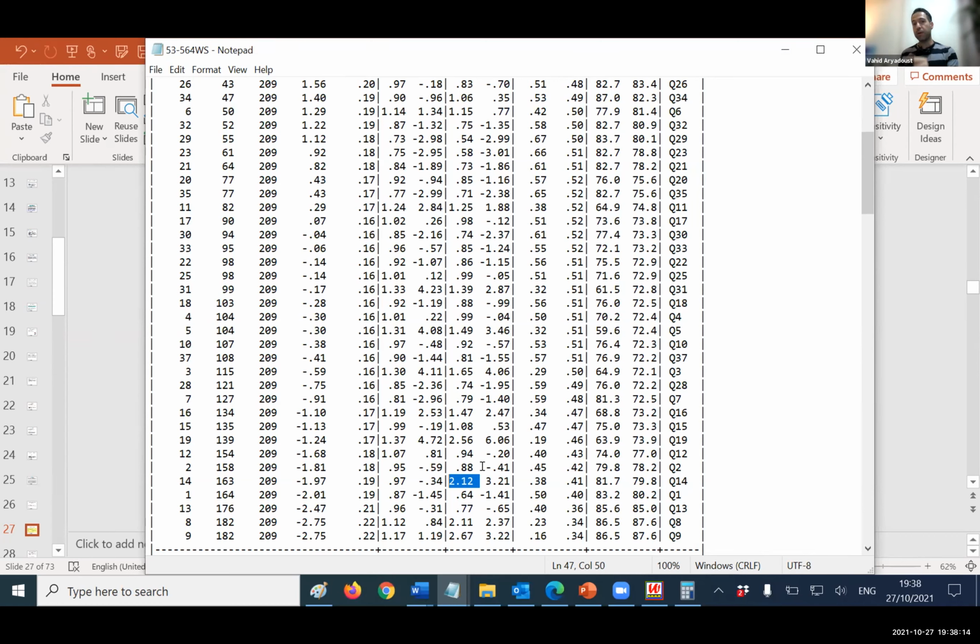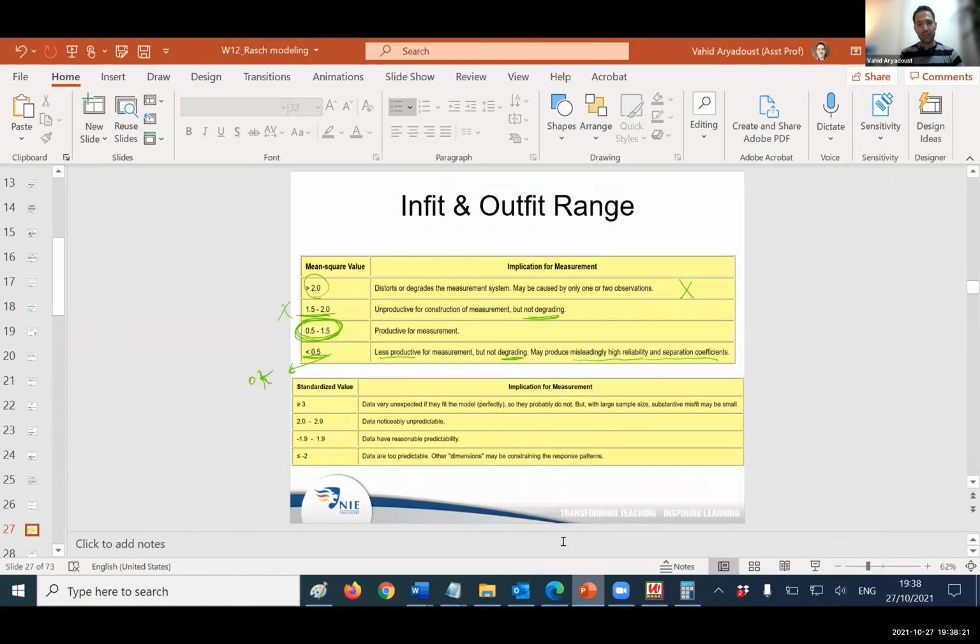Rasch says, hey, we have a problem here. This item has been answered erratically. So I want to write it down here. The item has been answered erratically, meaning that Rasch looks at it and says, I can't make sense of it. Something is going wrong here. Red flag.